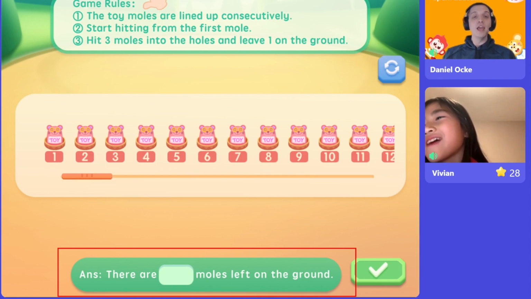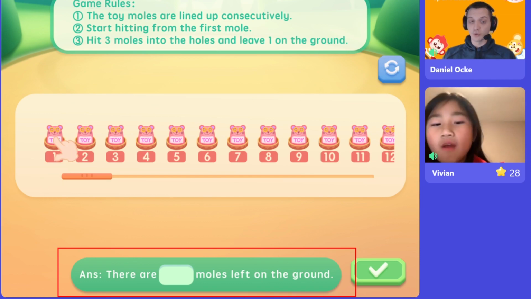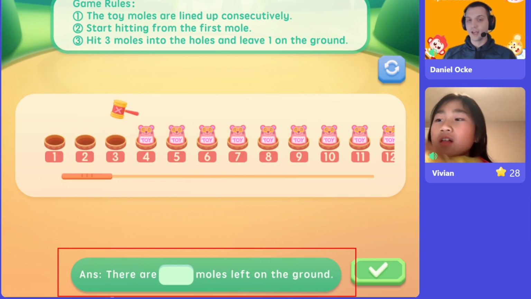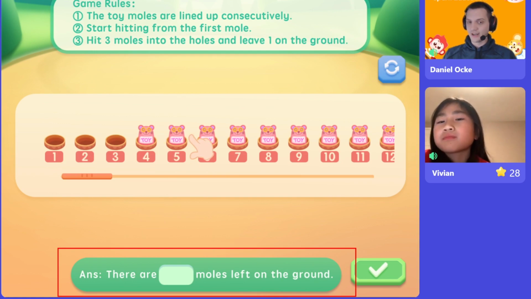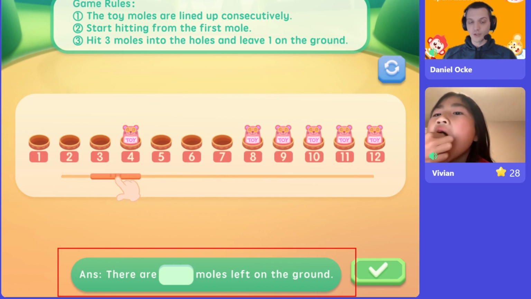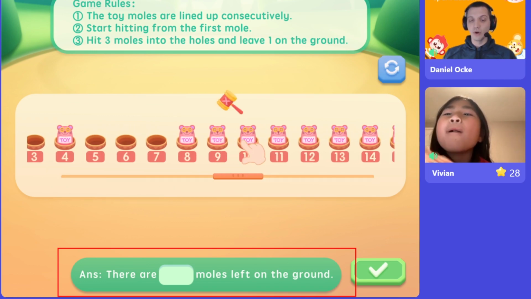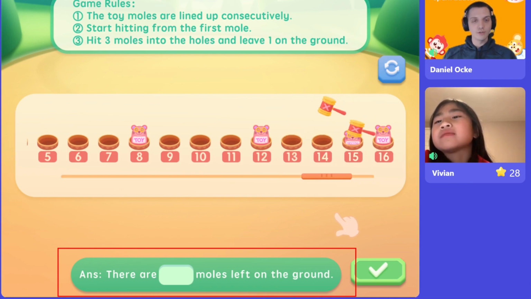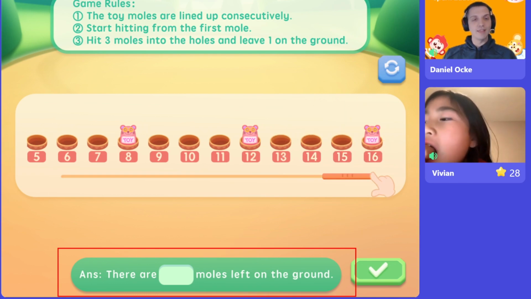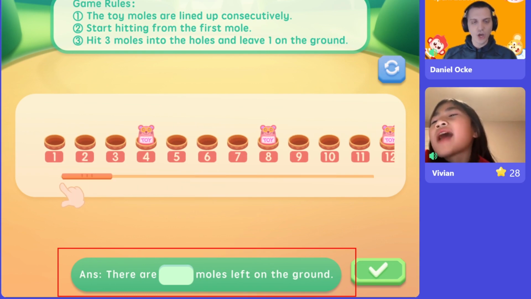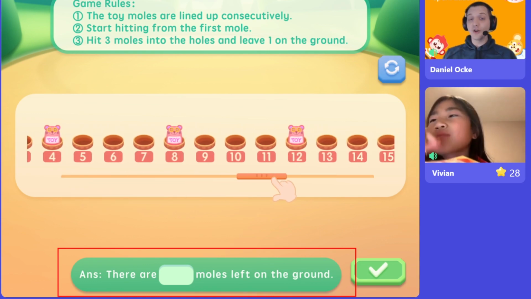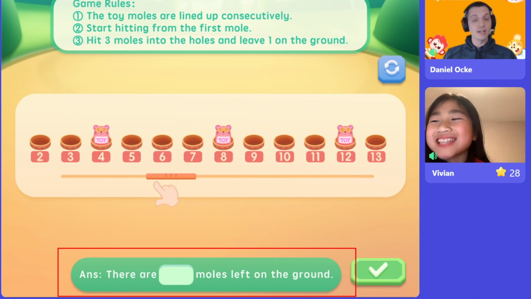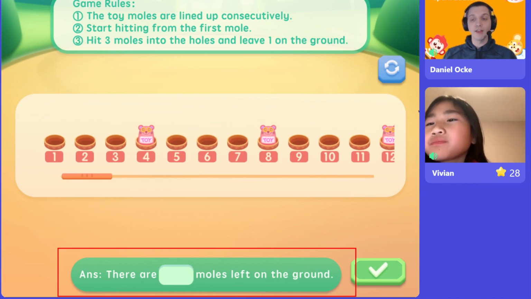Okay, so if we're thinking about how we want to do this, we're going to start by hitting the first 3 moles. And then we're going to leave the next one standing. Then we're going to hit the next 3 moles. Then the next one's going to be standing. Then we're going to hit the next 3 moles. The next one standing. Then we're going to hit the next 3 moles. And then we have that last one that's going to be standing. So who feels like they know how many moles we have left standing up? Queena, how many do we have left?